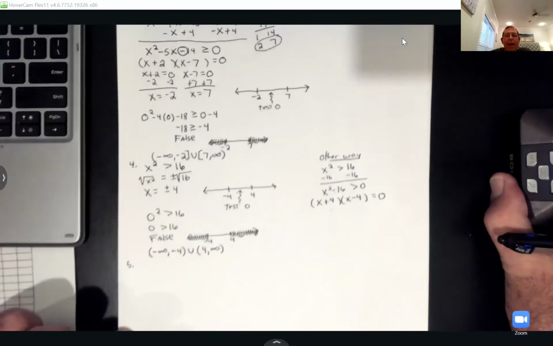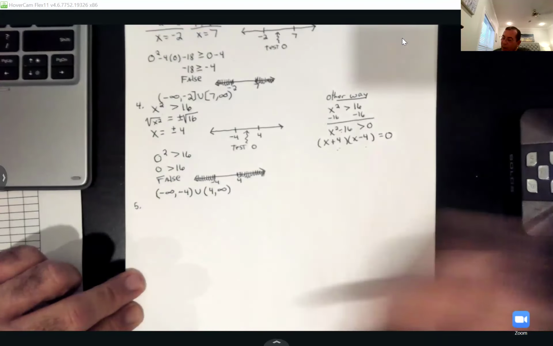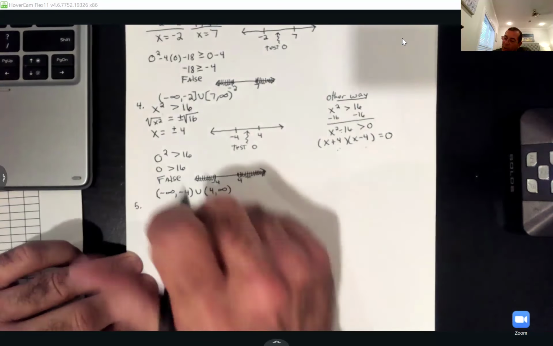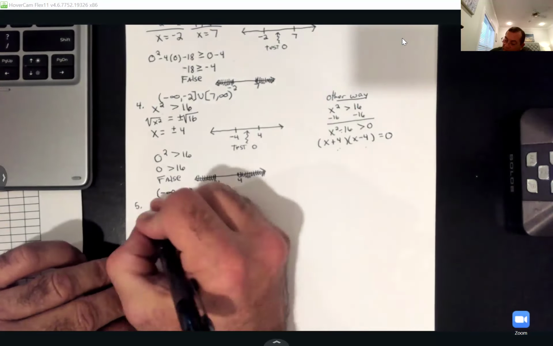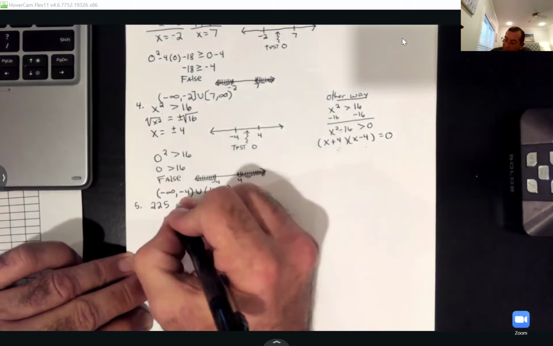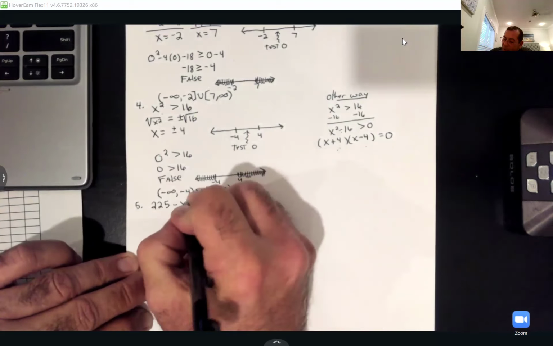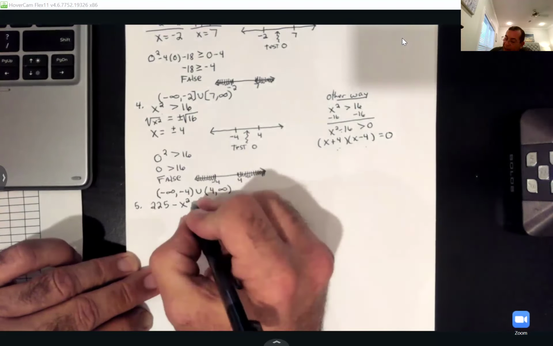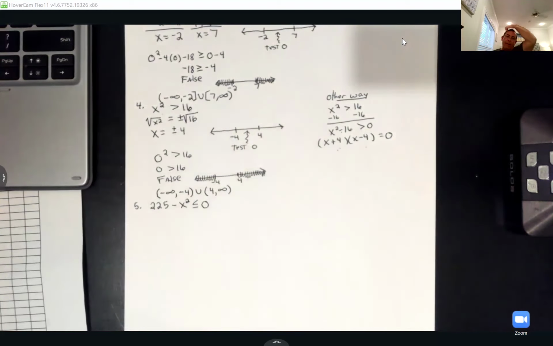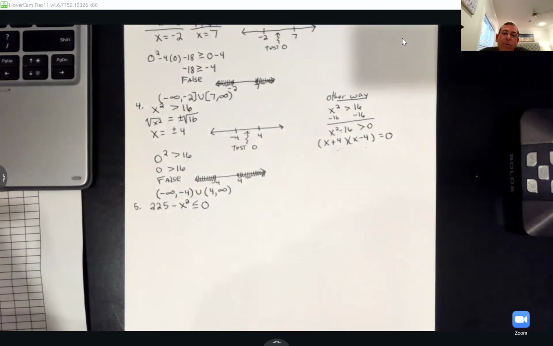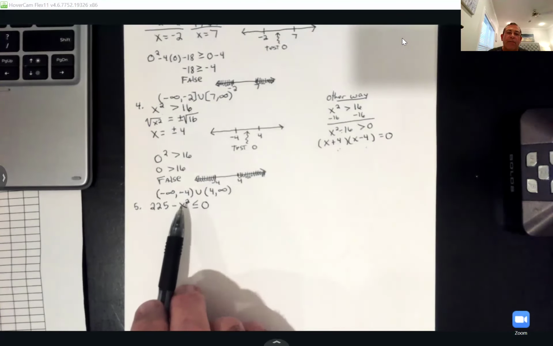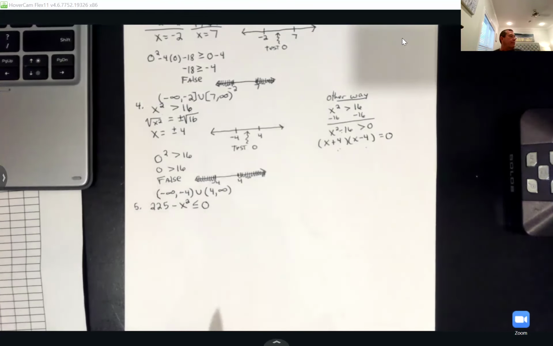So y'all, they're not bad. You just gotta keep up with your intervals, okay? Now, the next one is really similar to this one. 225 minus x squared has to be less than or equal to 0. So y'all, this one's on y'all. What would y'all do to solve this for the x?